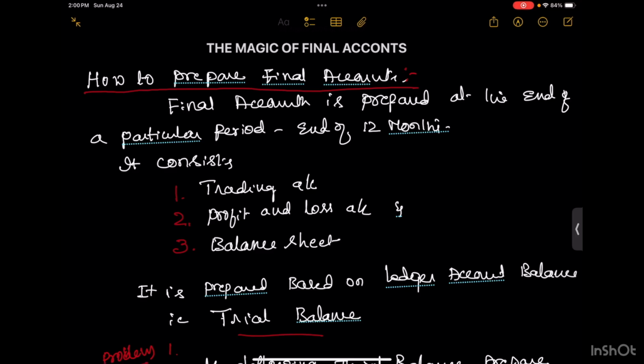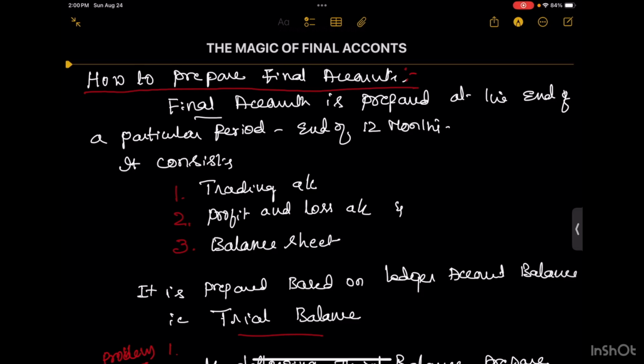Okay, so we have started with the business transactions, how to make an entry of business transactions, how to prepare journal, ledger, and also the trial balances. Okay, once you have done trial balance, it is easy for you to prepare the final accounts. The final accounts consist of the trading account, profit and loss account, and balance sheet.